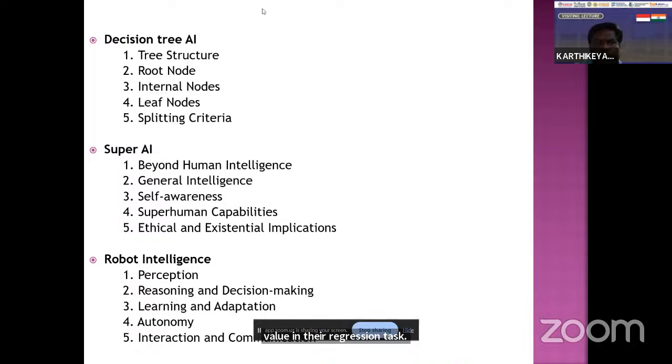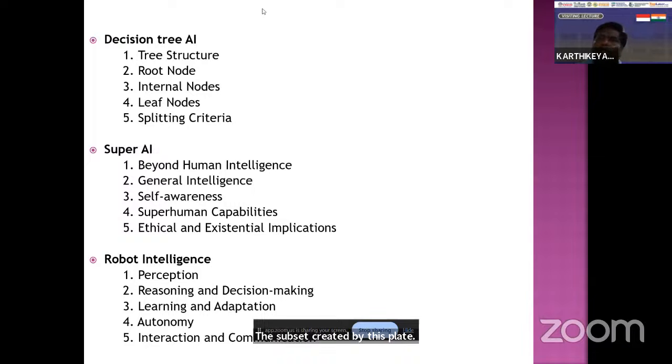And the decision tree also has the following splitting criteria. The splitting criteria is nothing but to split the data at each node based on a splitting criterion, such as information gain, and the subsets created by the split.